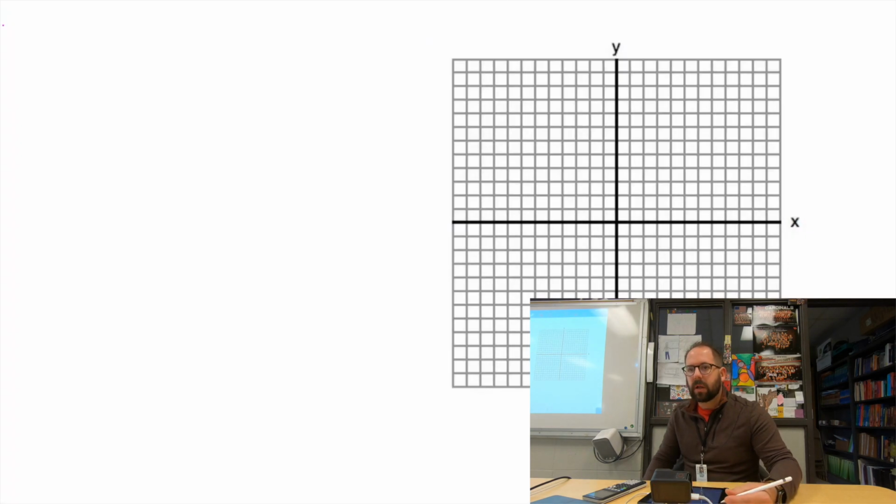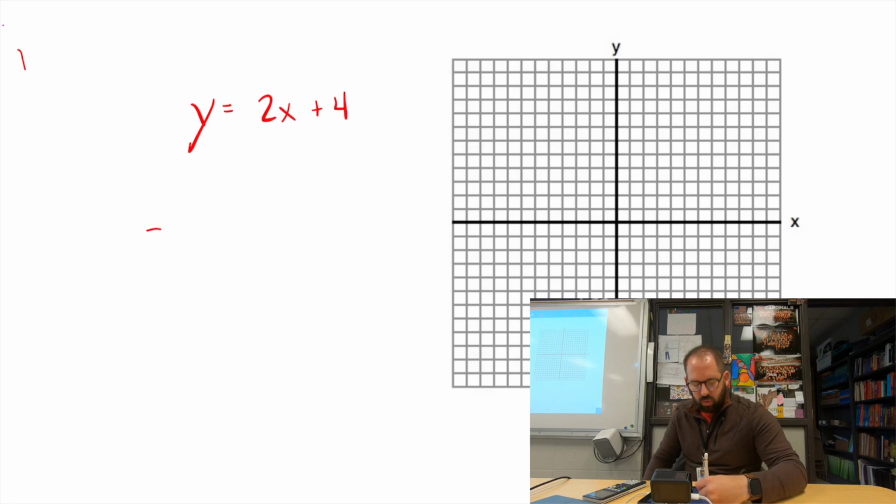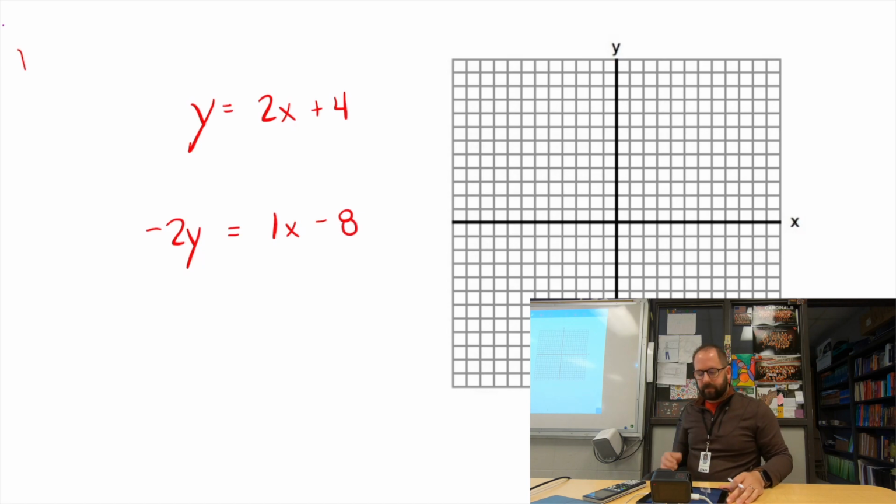So second equation. Let's go with y equals 2x plus 4. And the next one, let's go with negative 2y equals 1x minus 8. This is my second equation out of the 3 I want to do today. Or 4, technically. 3 that I want to graph.